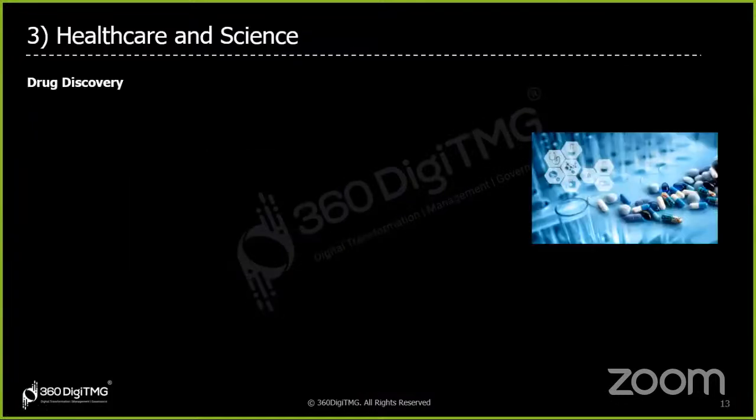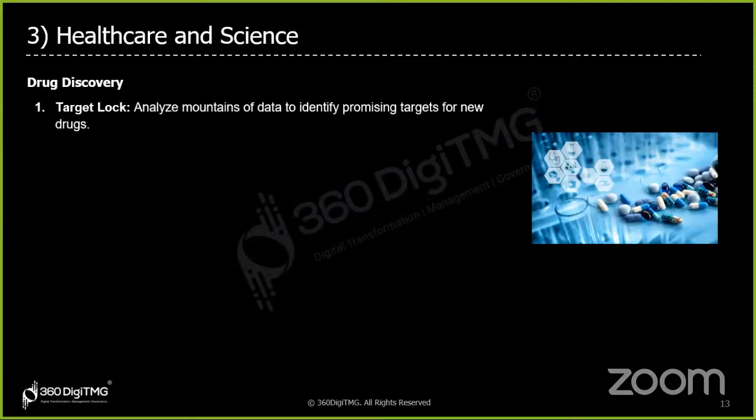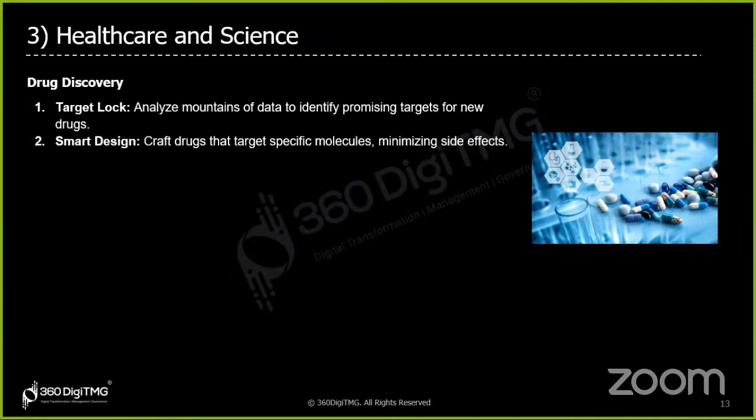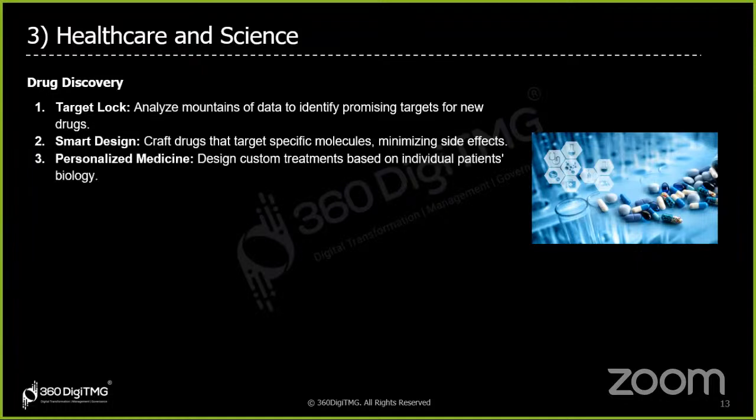Then, obviously, the most important application, I believe, of Gen AI is in the area of healthcare and life sciences, right? Drug discovery. So, analyzing mountains of data to identify promising targets for new drugs, craft the drugs that will target the specific molecule which is the pain point, and minimizing the side effects at the same time. Personalized medicine, designing custom treatments based on the individual patient's biology.